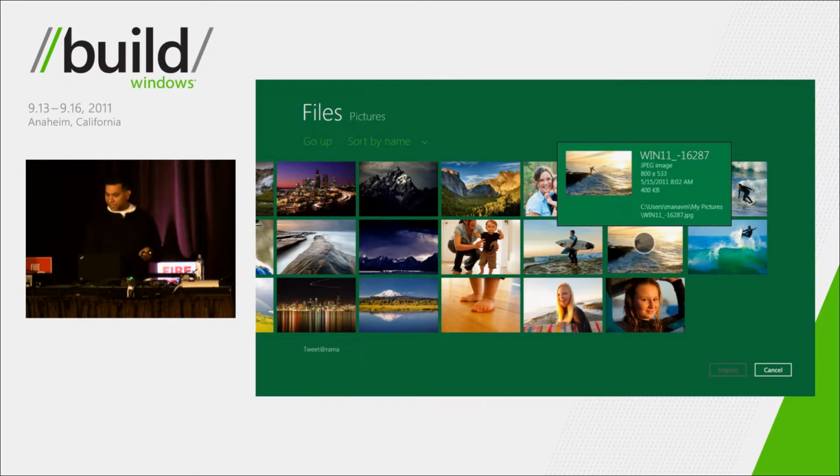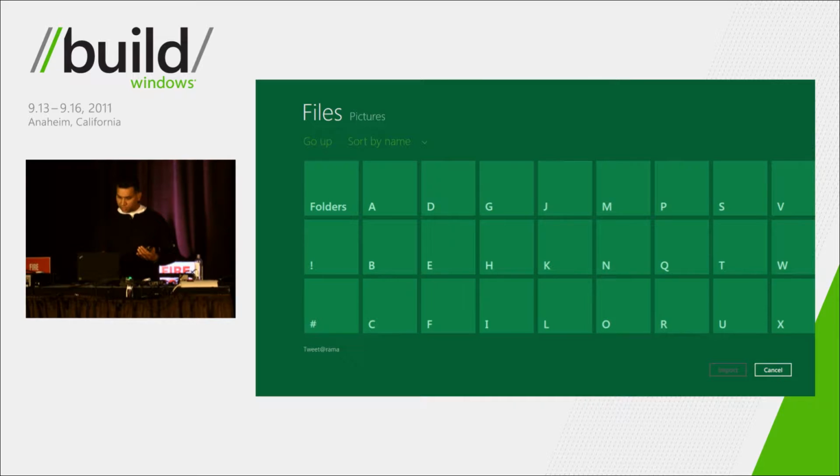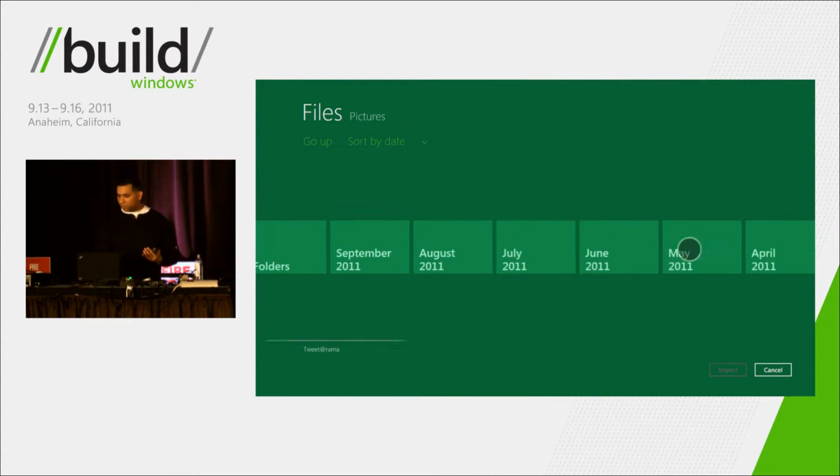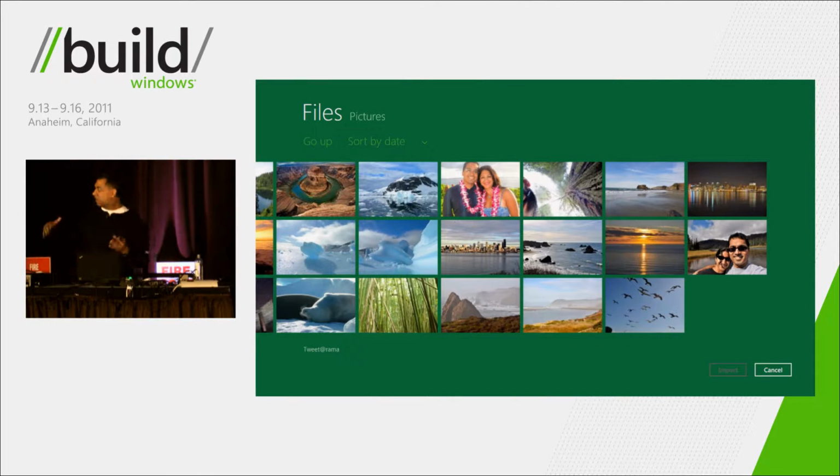It tells me the file name, the size of the file, when it was created, where it's stored on my local PC. That information is there. But we didn't want to add the noise to the basic browsing experience, so we just made that information available only when you needed it. And again, you have semantic zoom here as well. So if I want to see photos which were taken in September 2009, they're the ones at the end of the view. I can quickly navigate across my photo collection using the file picker.